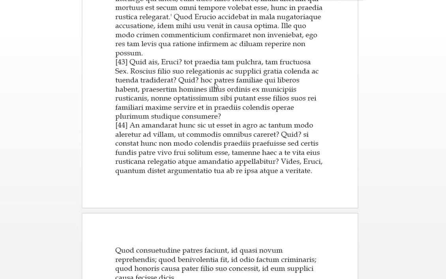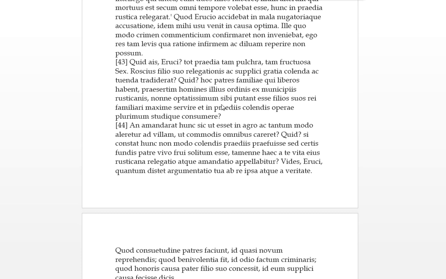Quid, what? Hoc patres familias, a part of familia is the head of the family, head of the household. Familia can also include your slaves somewhere. So hoc patres familias, so the heads of the family, qui liberos habent, who have liberos, which are children, accusative plural, praesertim, especially, adverb. Homines illius ordinis, men of this order, this is his social order or ranking. So he was influential, he had a lot of estates, and he had some sort of social order. From municipiis rusticis, these are from rural towns. Ex is just taking the ablative.